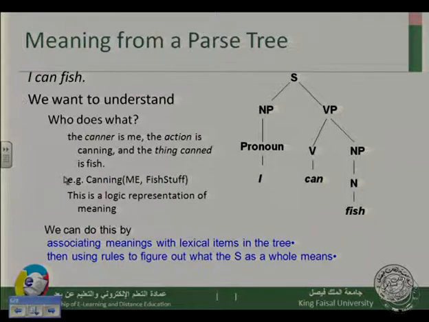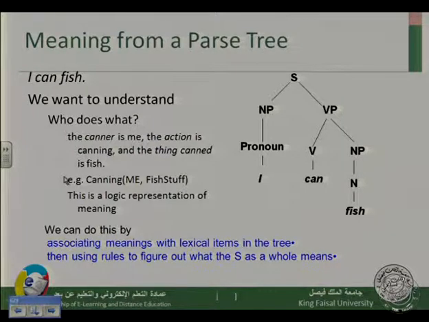So you see, we are talking now about something new, something important. By understanding the logic, the computer can give us accurate answers to our queries. So this is a logic representation of meaning. We can do this by associating meanings with lexical items in the tree, then using rules to figure out what the S as a whole means.